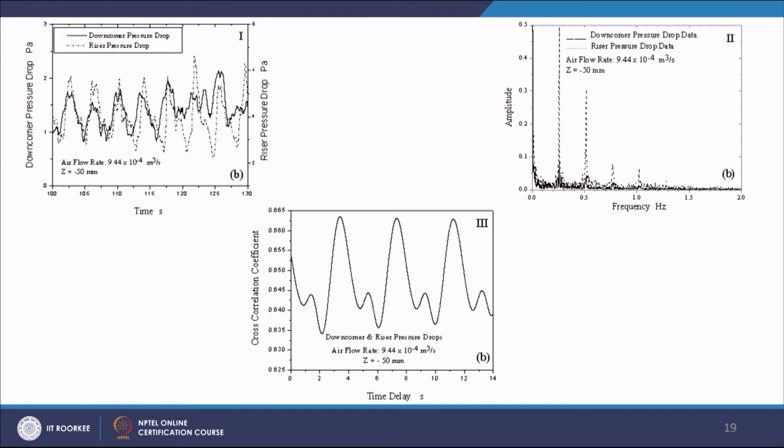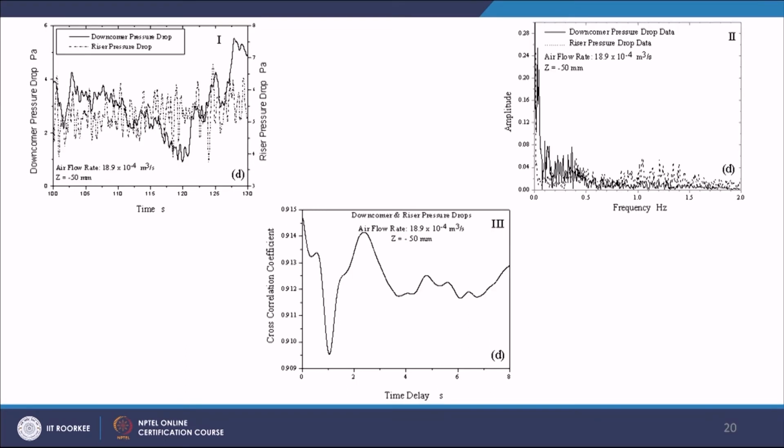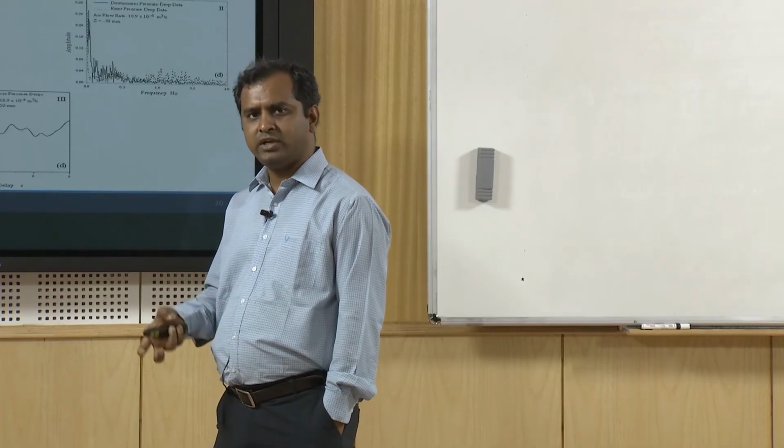Okay. Once you increase the flow rate, you see here it is almost double. So, 18.9 into 10 to the power minus 4. So, it is double whatever I have shown you in the previous one. Here you see the signal becomes very erratic, because once you increase the air flow rate, you will find that lots of bubbles are interacting amongst themselves and forming a bigger bubble.